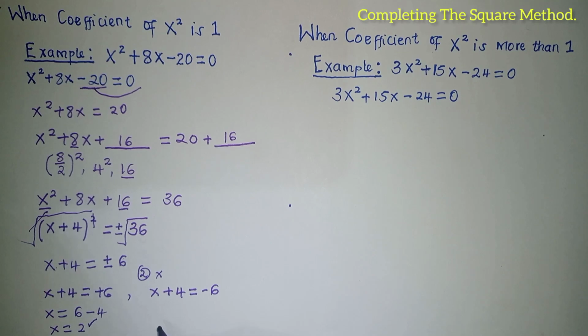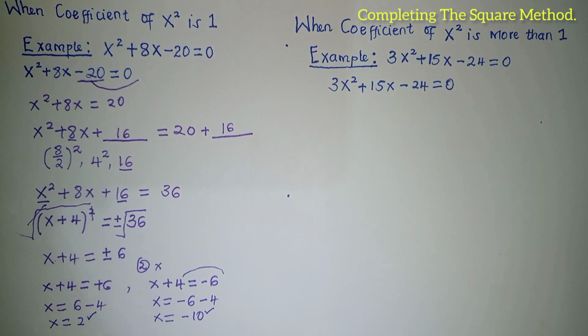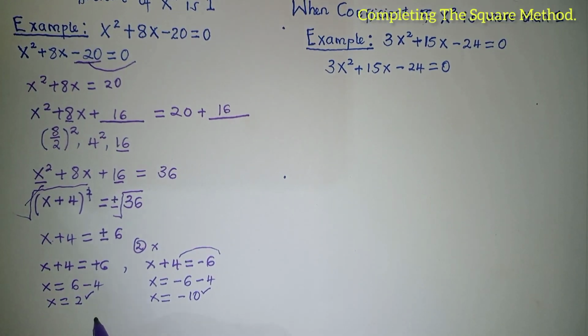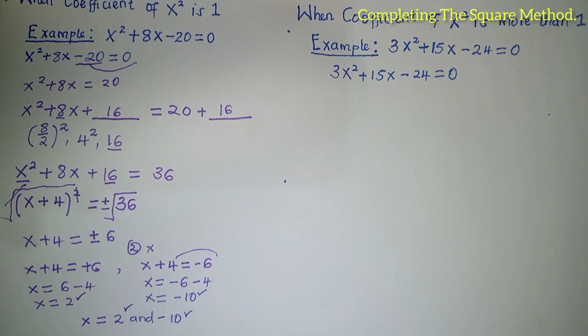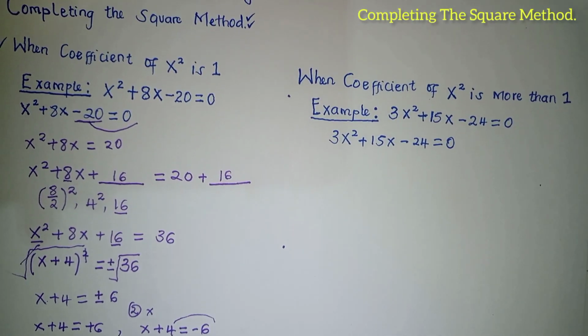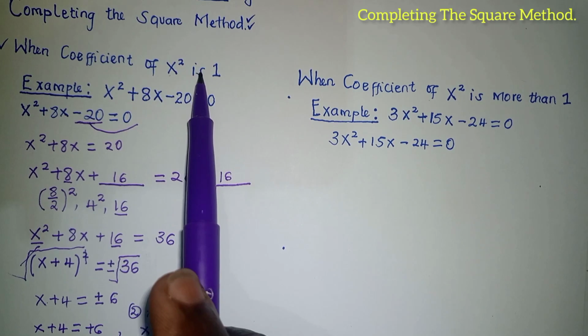The other one becomes x plus 4 is equal to negative 6. Then move this 4 to the other side to become negative 4. So x is equal to negative 6 minus 4, which is negative 10. So this is the second value of x, negative 10. So the values of x are 2 and negative 10. And that's how we complete the square when the coefficient of x squared is 1.